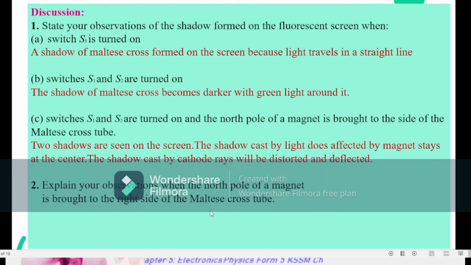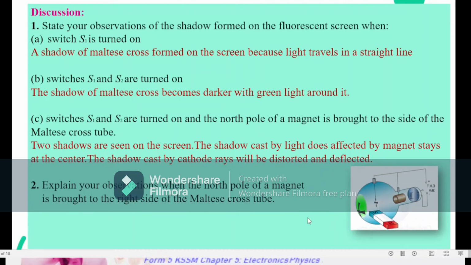Explain your observation when the north pole of magnet is brought to the right side of the multi-cross tube. Let's say this situation. This is a multi-cross shadow that forms on the screen. We bring the bar magnet north pole to the right of the vacuum tube. Which direction will the multi-cross shadow be deflected?